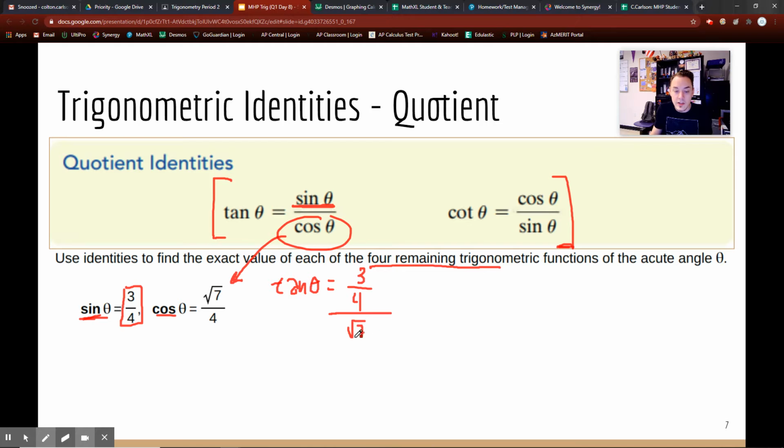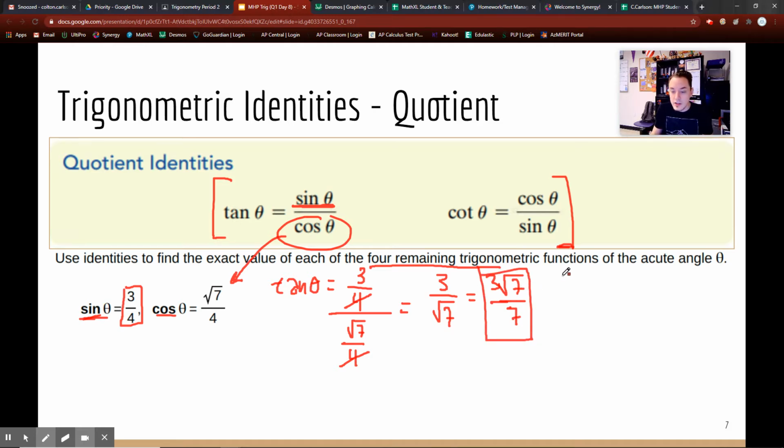This is radical 7 all over 4. The 4's go poof. That's the property of fractions. If I multiply by the reciprocal, they go poof. And then I have 3 all over radical 7. I rationalize this to become 3 radical 7 all over 7. So that's my tangent. Could I find the rest? Yes.